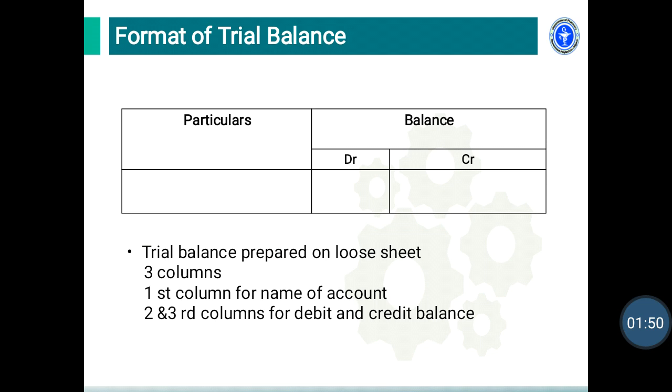This is the format for the trial balance. A trial balance consists of only 3 columns. The first column is for the name of the account, that is the particulars. Then the second and third columns are for the debit and credit balance. That means whatever amount is there as a debit balance and as a credit balance in each ledger account is shifted to the debit and the credit column.